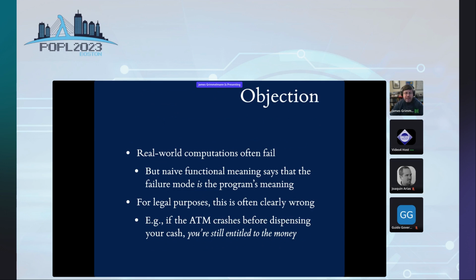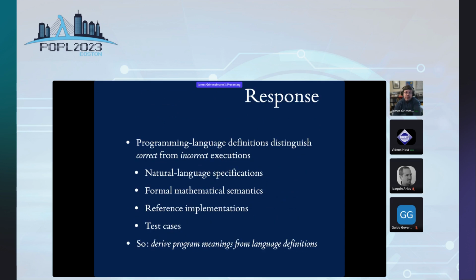You're still entitled to that money. So the response here from the programming language community, and this will not be novel, is that we have a distinction between correct and incorrect executions of a program. That we abstract away from any particular computer to the meaning that the program should have when executed by any correctly functioning computer. And how do we specify that meaning?